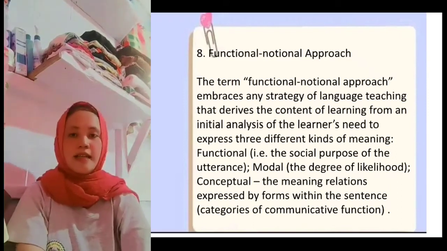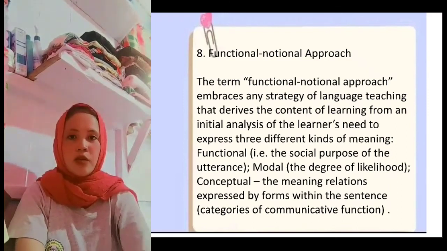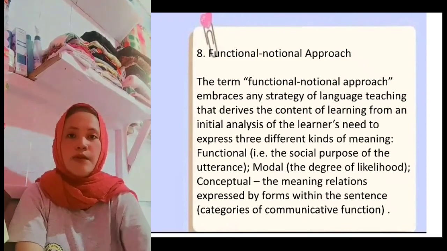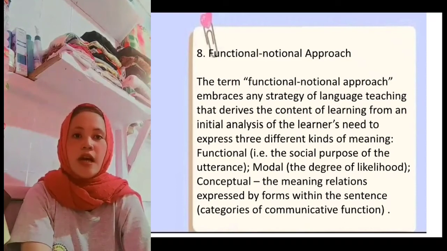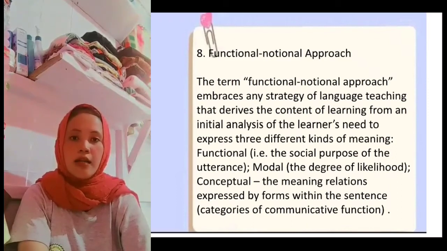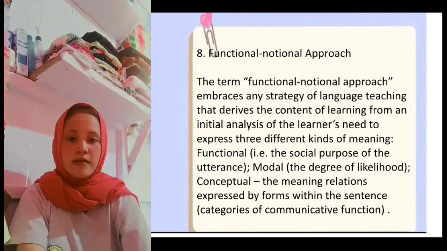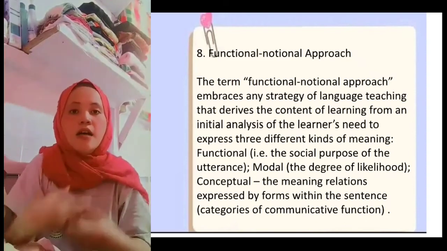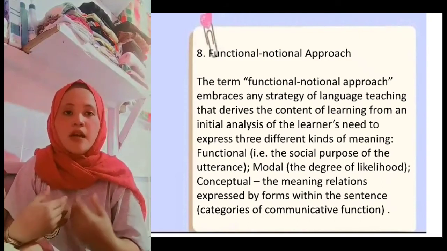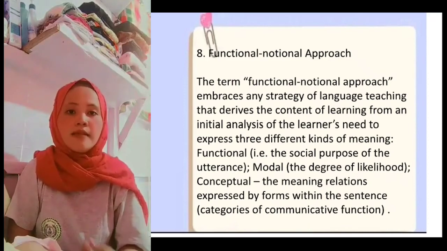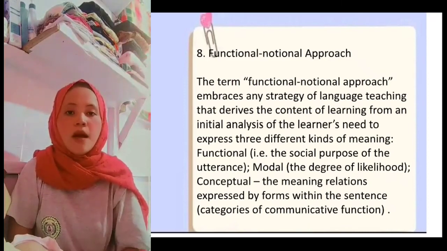And the second is modal, the degree of likelihood. When modal verbs are used to indicate likelihood, they indicate the speaker's personal opinion about the truth or likelihood of what they are saying. And number three is conceptual, the meaning relation expressed by forms within the sentences, categories of communicative function.